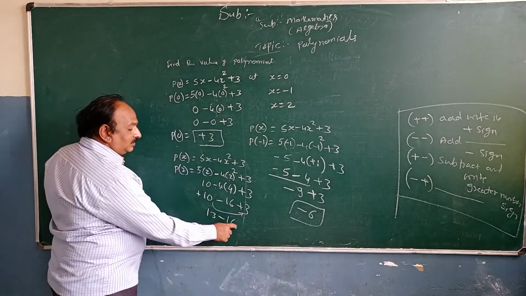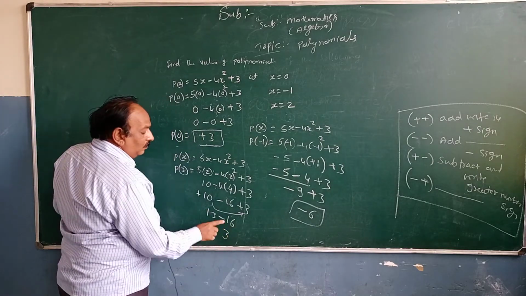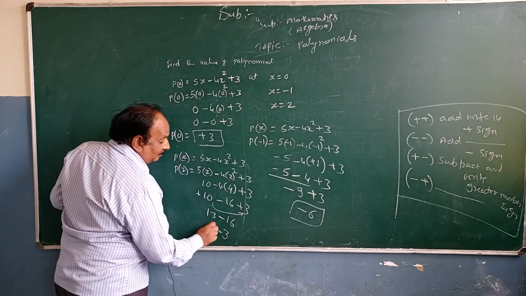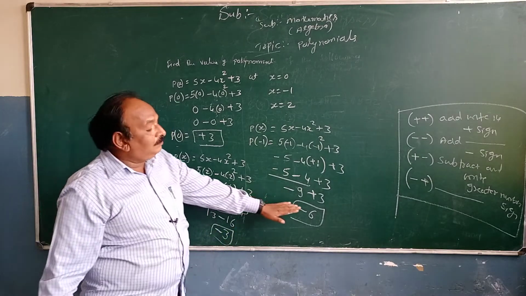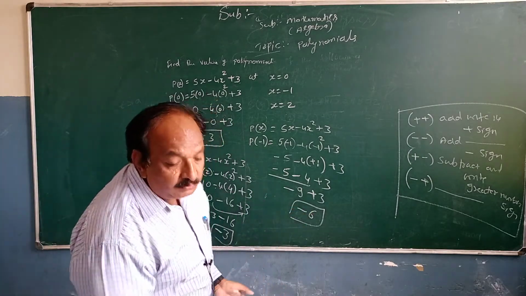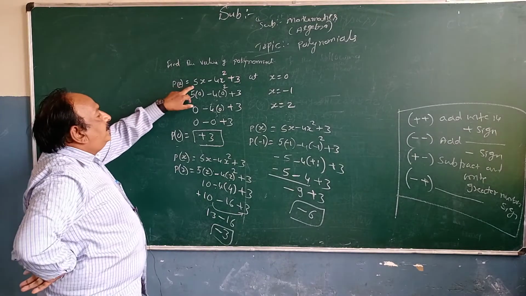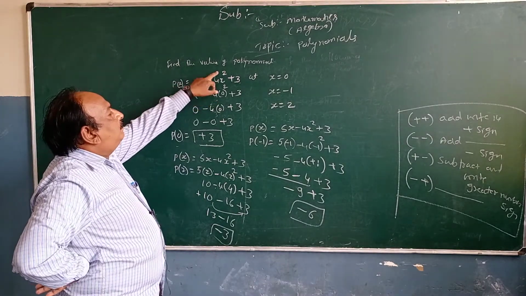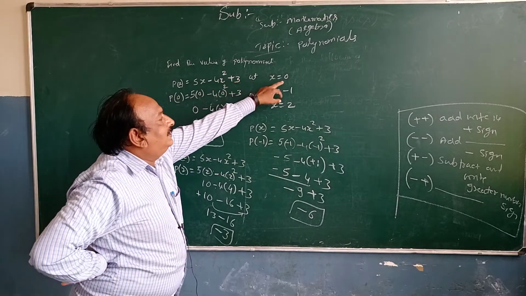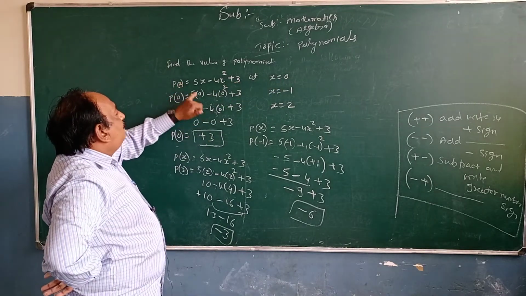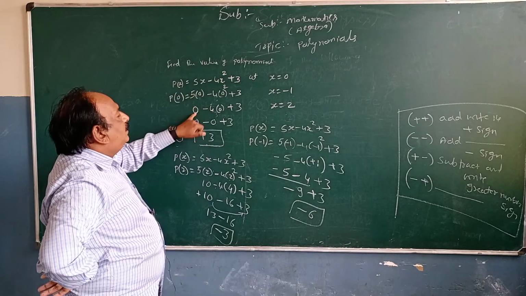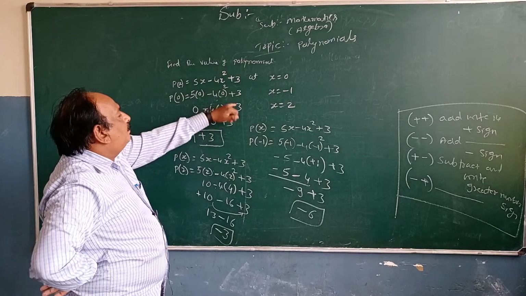Subtract. 13 minus 16 is minus 3. What sign? The greater number's sign, minus 3. Please note this down, my dear student. I want to explain it once again because in the basics of mathematics, P of x equals 5x minus 4x square plus 3. When x is equal to 0, put the value 0: 5 into 0, 4 into 0 square, plus 3.